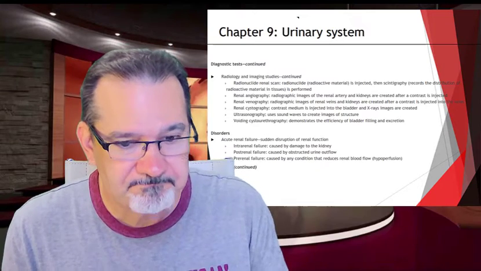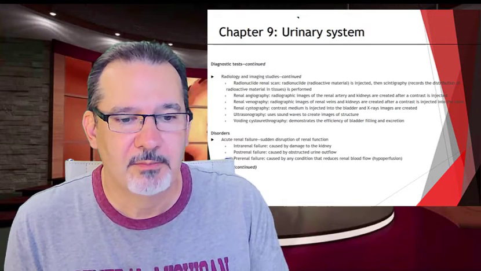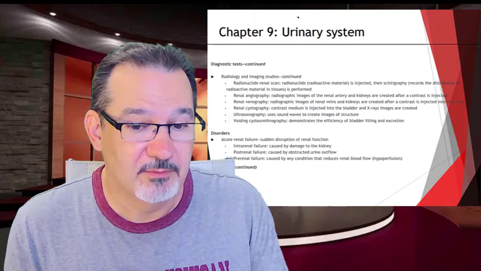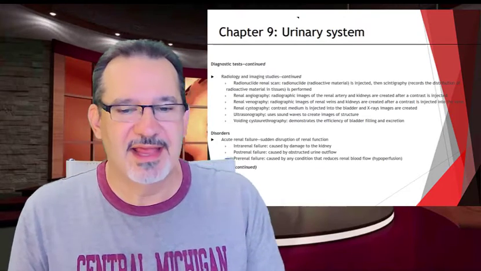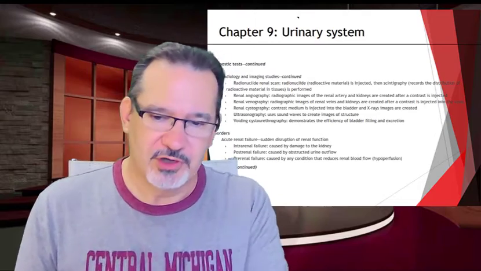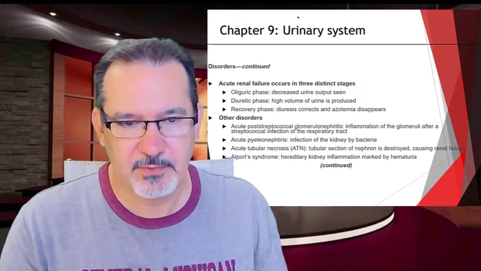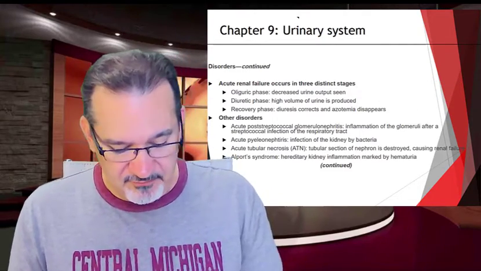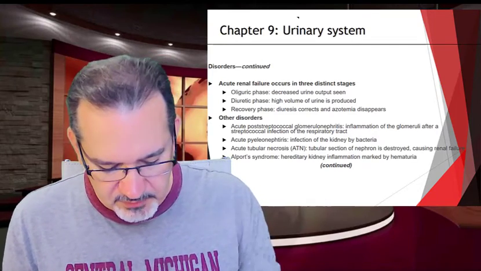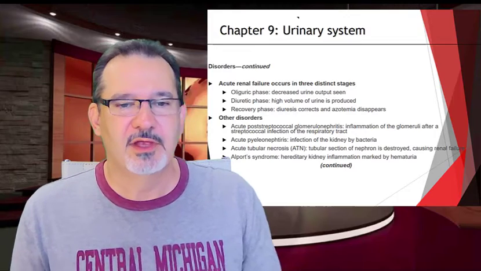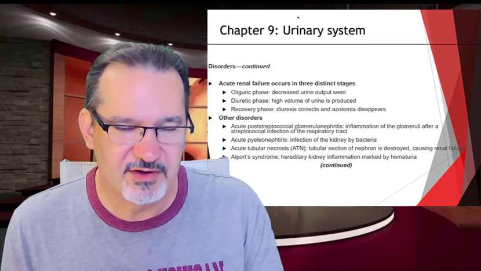Damage to the kidney, okay? Post-renal failure caused by an obstructed urinary flow, and then pre-renal failure caused by any condition that reduces renal blood flow. Now the phases or stages of acute renal failure. Okay. So usually occurs in three very distinct phases.